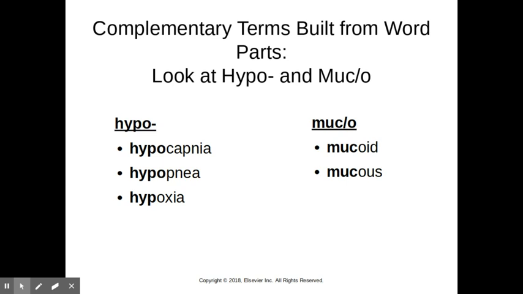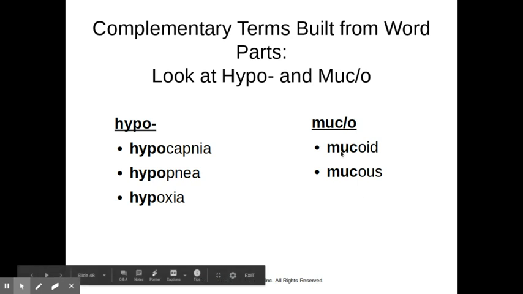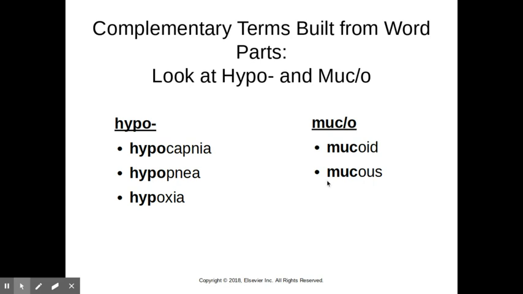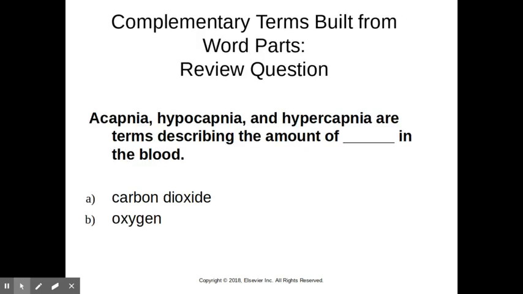Hypocapnia is a condition of deficient amount of carbon dioxide in the blood. Hypopnea, deficient breathing. Hypoxia, which is a condition of deficiency of oxygen. Muco or mucoid, resembling mucus, pertaining to mucus, right? Mucus or muco. Acapnia, hypocapnia, hypercapnia are terms describing the amount of carbon dioxide in the blood, not oxygen.